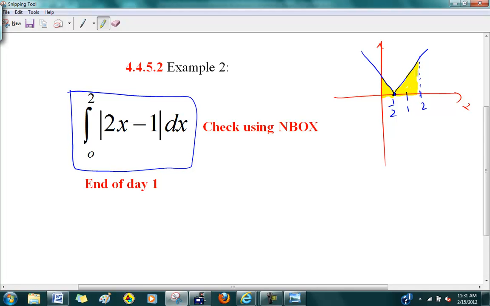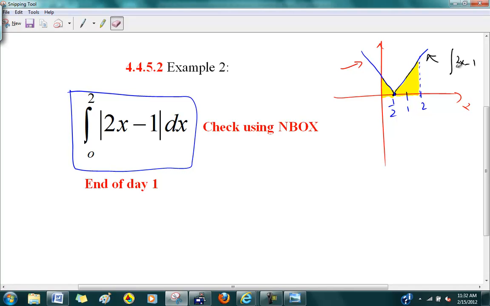Okay, so notice that now what's happening is that you've got two different functions really. You've got this function here, okay, and then you've got this function here. Now this function here is the one with a positive slope, so it's just going to be the same as we had before, 2x minus 1. Okay?